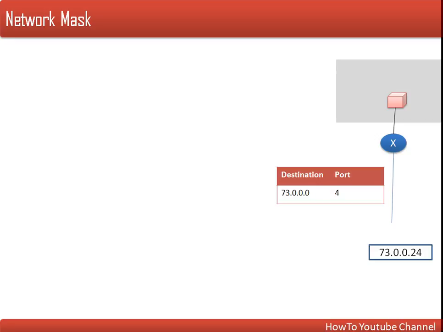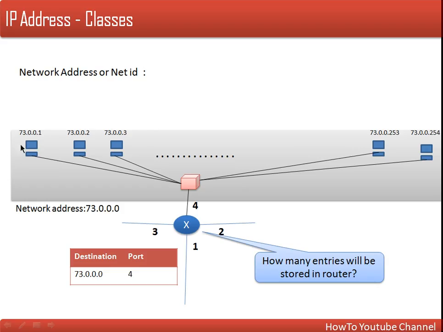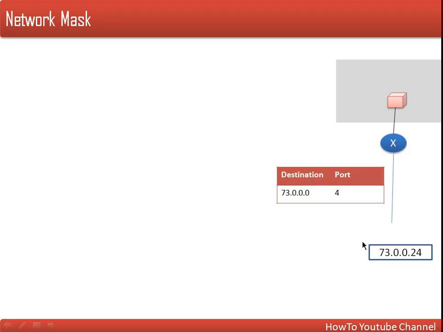Now the question is, this router has this information: if a packet arrives for this destination, forward that packet to this port number. And if you can see, the nodes have addresses 123, 253, 254. So when a packet arrives here with this destination, how is this router going to find out that this target machine actually exists in this network? Here comes the role of the network mask.